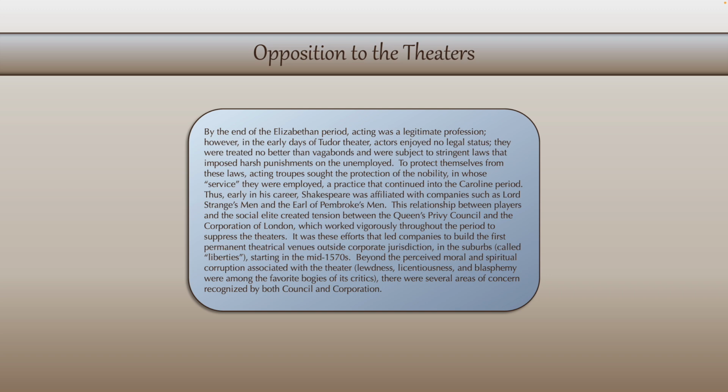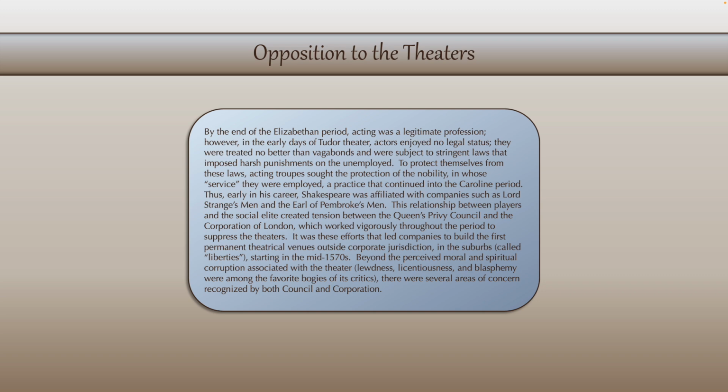So thus, early in his career, Shakespeare was affiliated with companies with names like Lord Strange's Men and the Earl of Pembroke's Men. And this relationship between players and the social elite created tension between the Queen's Privy Council and the Corporation of London, which worked vigorously throughout this period, ceaselessly, to suppress the theaters. And eventually, they would succeed when they shut the theaters down in 1642 at the beginning of the English Civil War. But that was long after Shakespeare's time. It was these efforts of the corporation that led theater companies to build the first permanent theatrical venues outside corporate jurisdiction in the suburbs, which were called liberties at the time, starting in the mid-1570s.